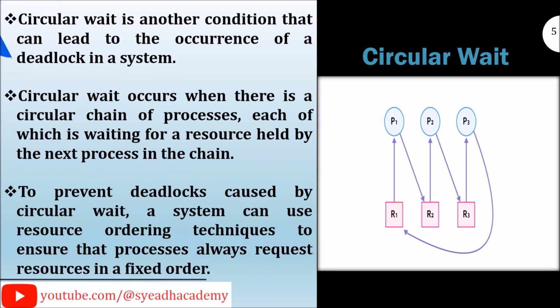Circular wait. Circular wait is another condition that can lead to the occurrence of a deadlock in a system. Circular wait occurs when there is a circular chain of processes, each of which is waiting for a resource held by the next process in the chain. To prevent deadlocks caused by circular wait, a system can use resource ordering techniques to ensure that processes always request resources in a fixed order.